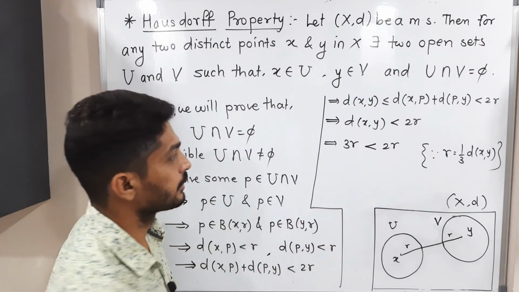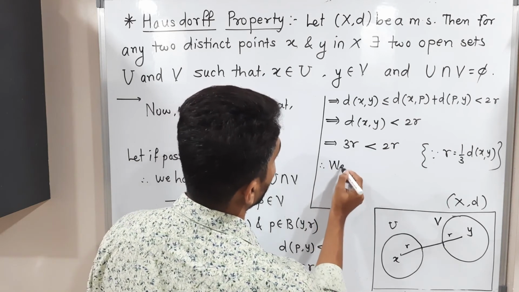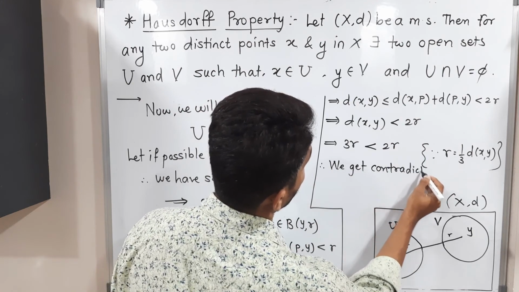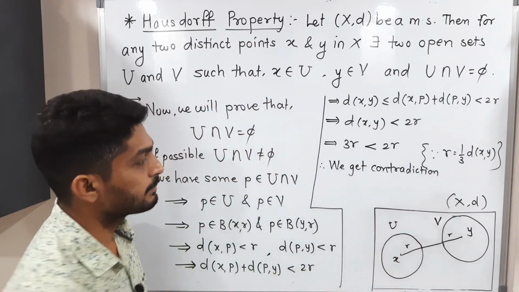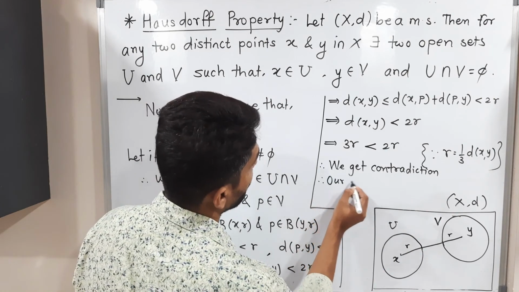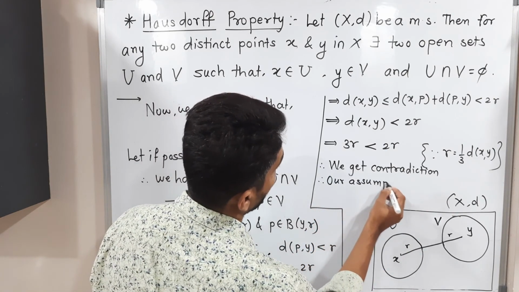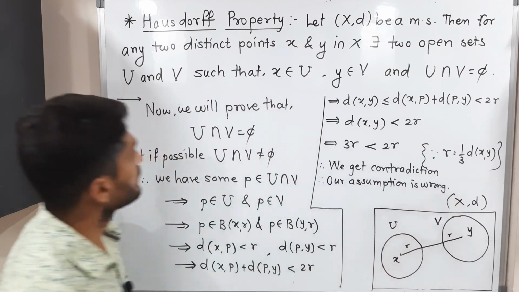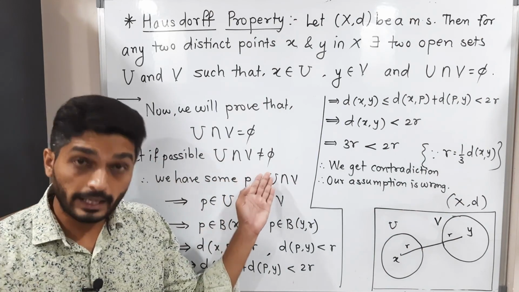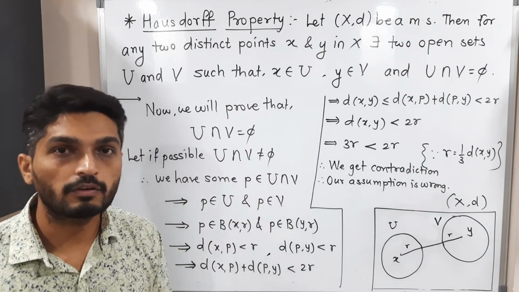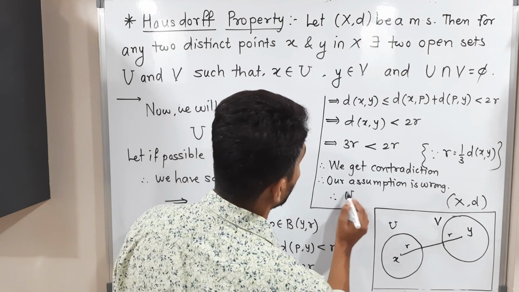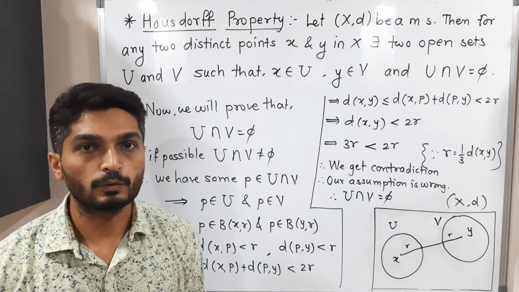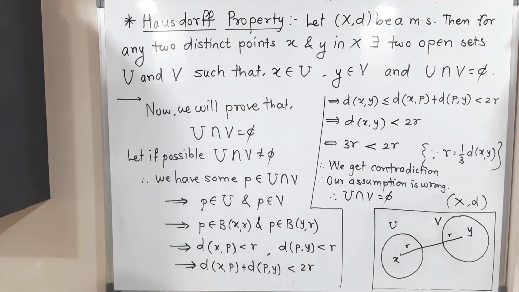So we get a contradiction. Therefore our assumption is wrong. What was our assumption? Our assumption was that the intersection is not equal to phi. That is wrong, which means the intersection should be phi, the empty set. So U intersection V should be the empty set phi. In this way we completed the proof. You can make a screenshot of it and after that we will stop.